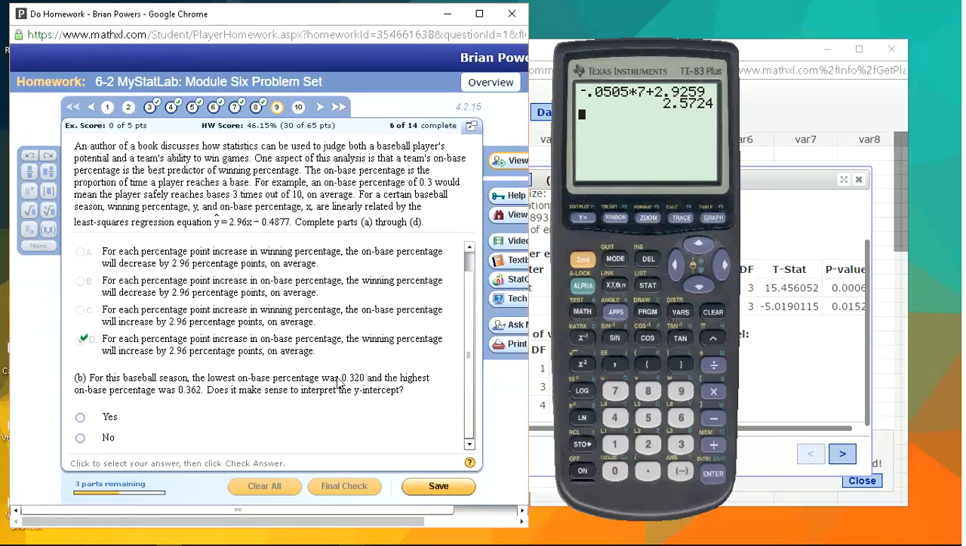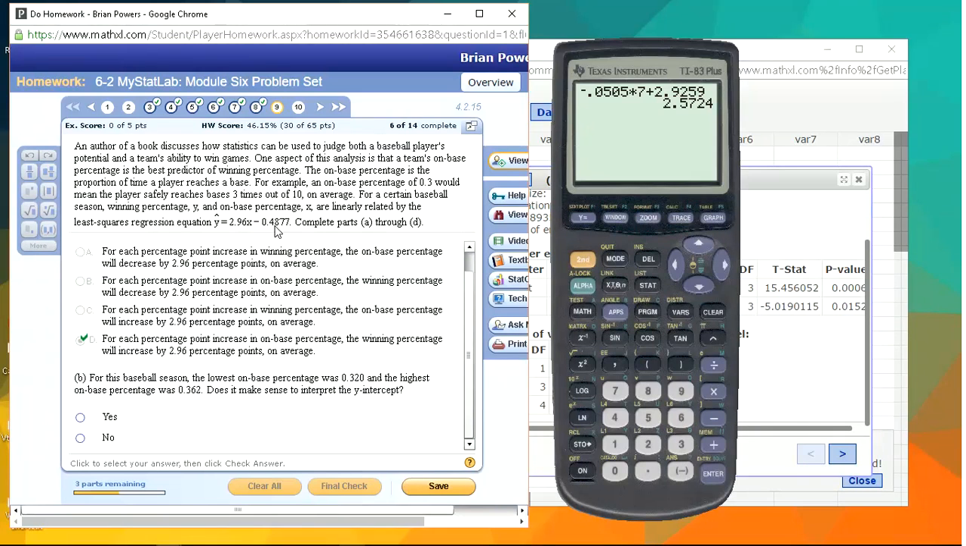The lowest on-base percentage was 0.32 and the highest was 0.362. So, think about it like this. The y-intercept only has any real meaning if a value of 0 for x is realistic, right? It's saying that in the data set, the lowest on-base percentage was 0.32. So nobody had an on-base percentage of 0. So it wouldn't make any sense realistically to put 0 in here.